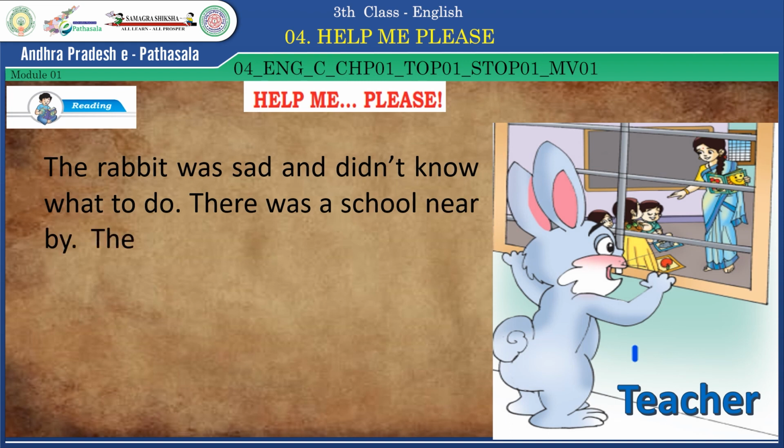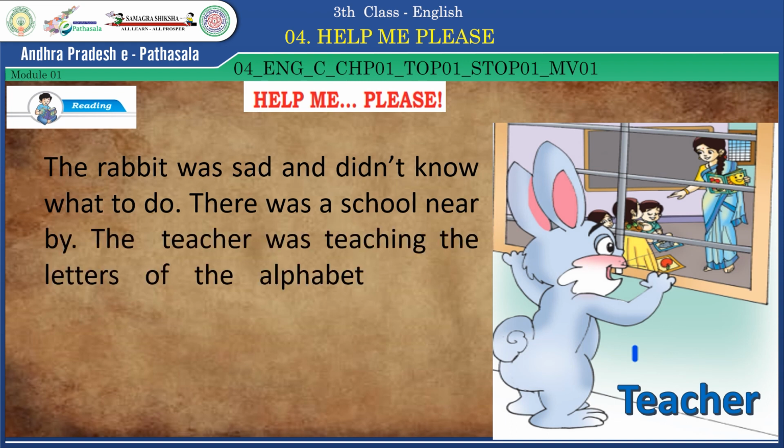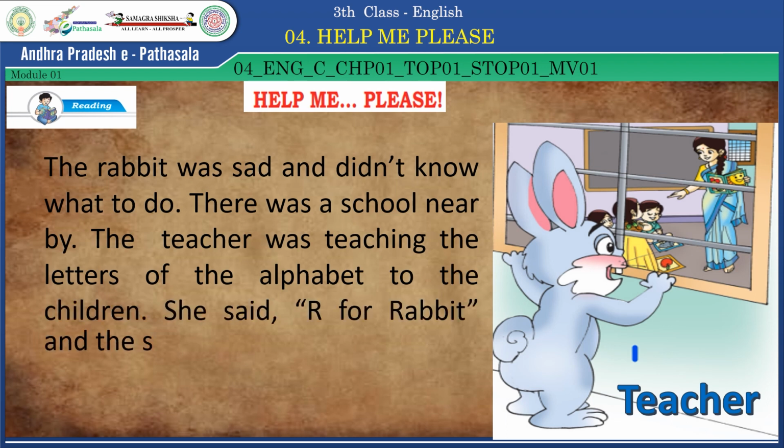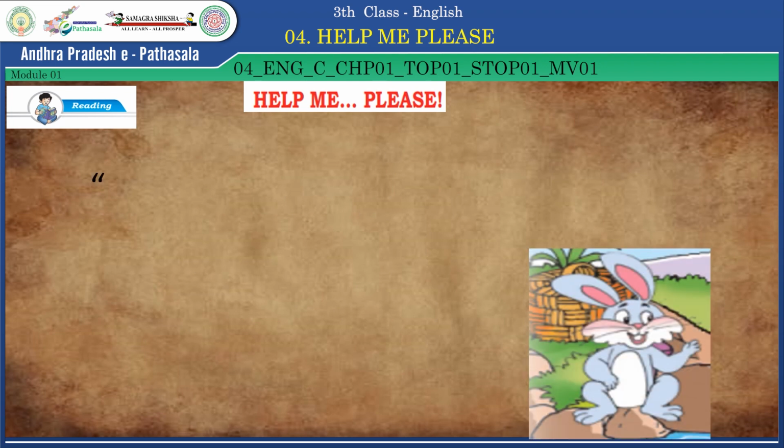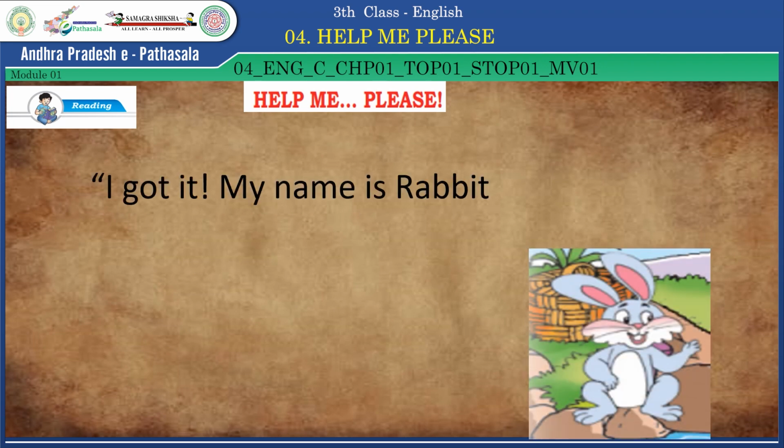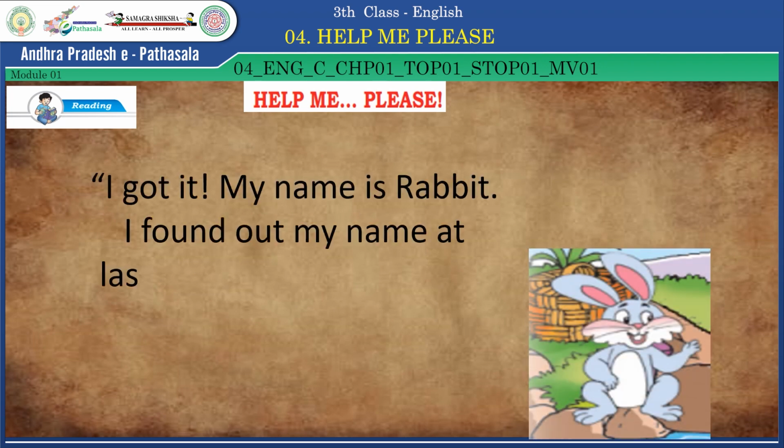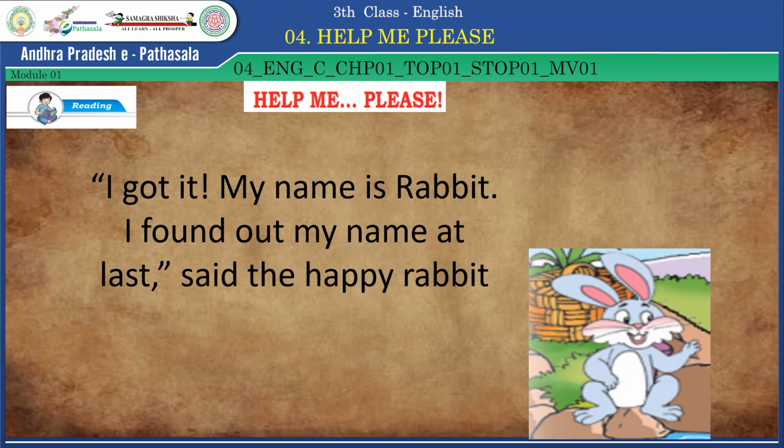There was a school nearby. The teacher was teaching the letters of the alphabet to the children. She said R for rabbit, and the students repeated after her. "I got it. My name is rabbit. I found out my name at last," said the happy rabbit and hopped away.